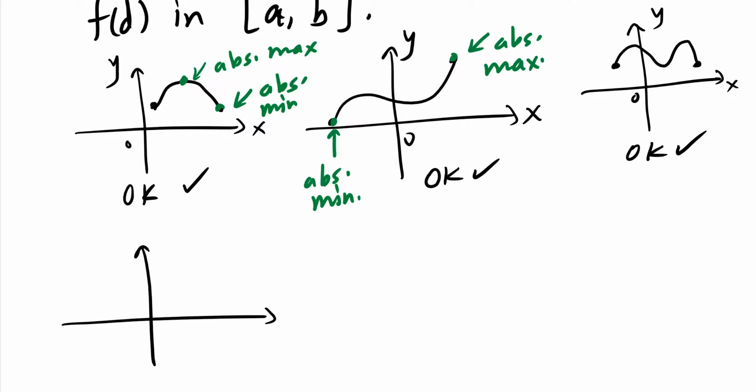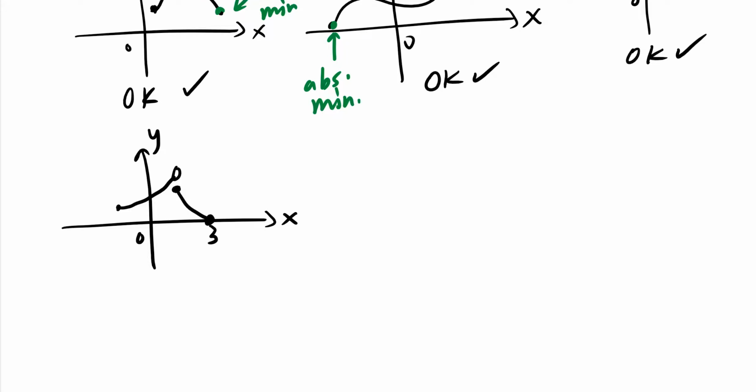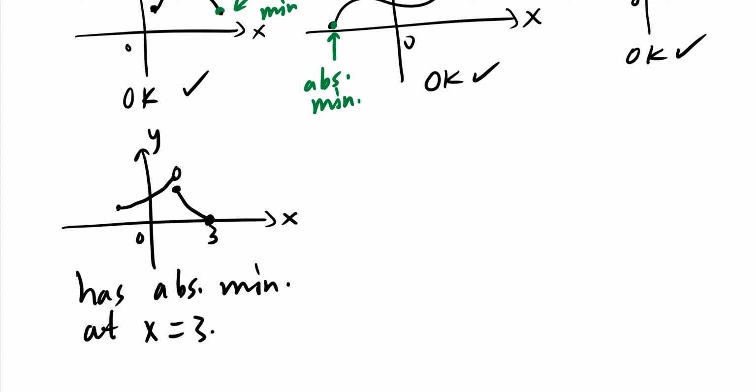Let's say we have a graph that goes this way. There's an open circle here, and this goes down. Let's say this point is (3, 0). Notice this has an absolute min at x equals 3. Where's the absolute max? We don't know.